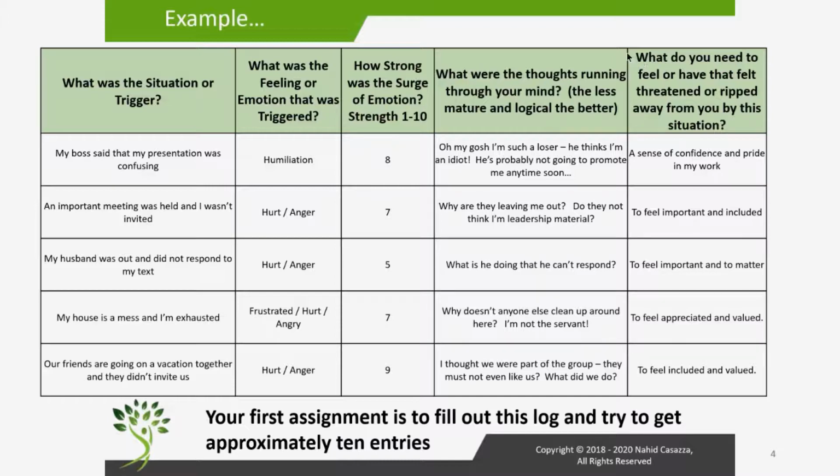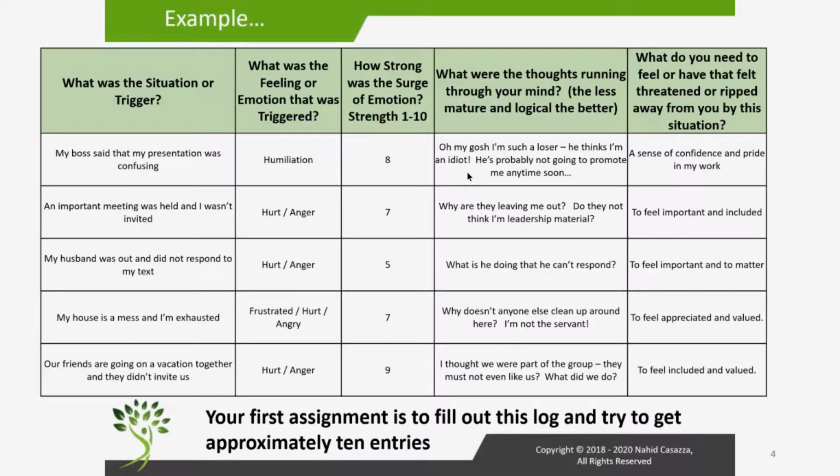These last 2 columns are really important because they capture information about you that you might not be paying attention to normally. The first question is, what were the thoughts running through your mind? And you'll notice here in parentheses, I say the less mature and logical, the better, which might be confusing. But the idea is we're trying to catch some of your automatic thinking patterns. And a lot of our automatic thinking patterns seem very illogical once we examine them. But it's important to catch them because they're reflections of our deeper belief system.